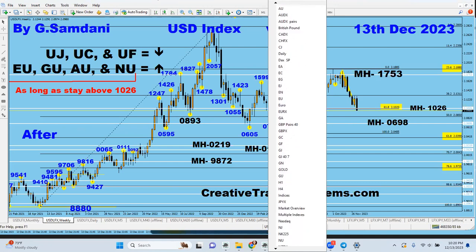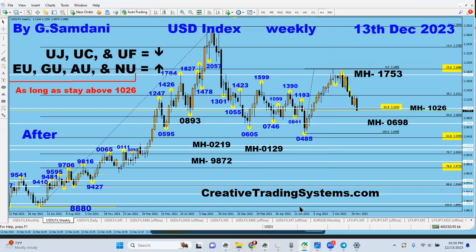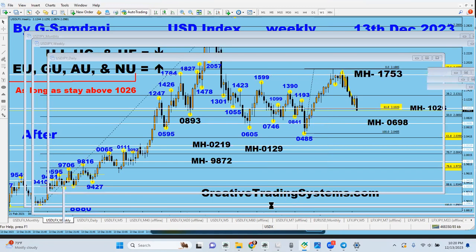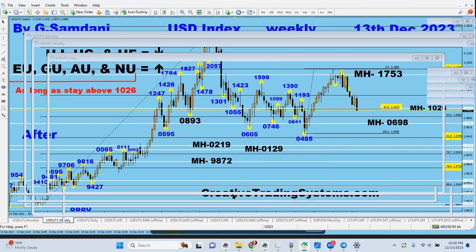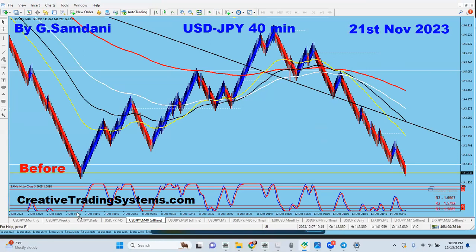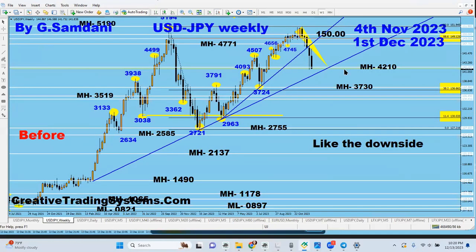If USD is going to drop a little bit more, then probably this USD yen is going to break the support and go down a little bit more, or it's going to bounce. Let me see. Okay, USD yen. You see that this chart I made November 4 when we were here.